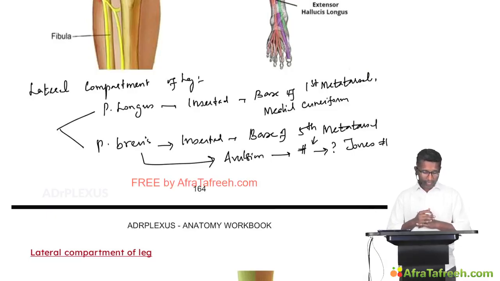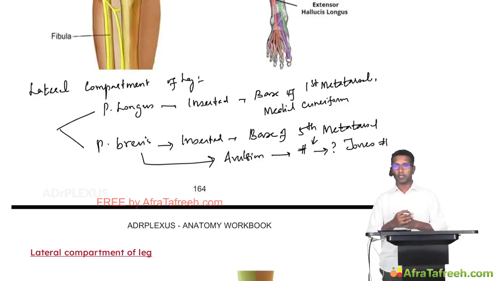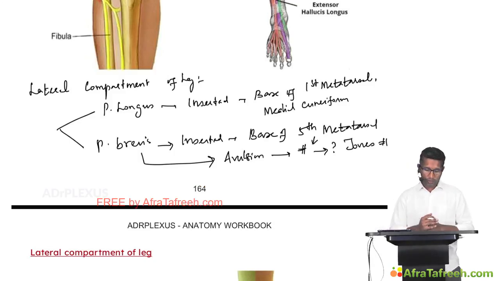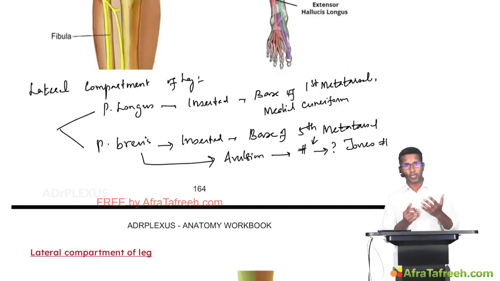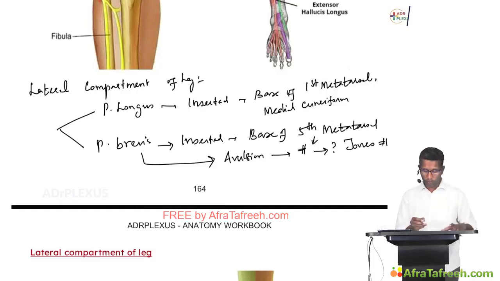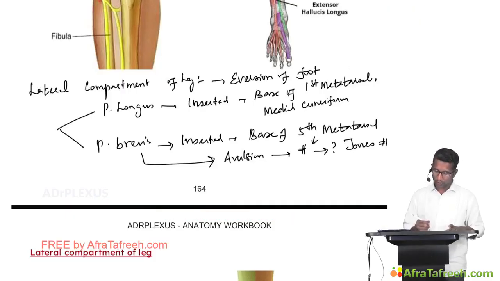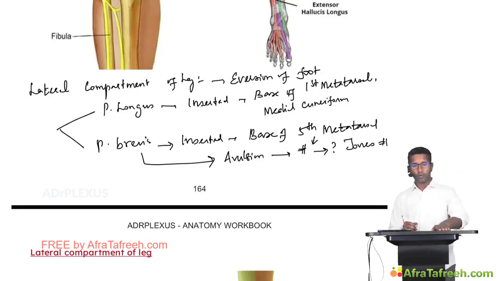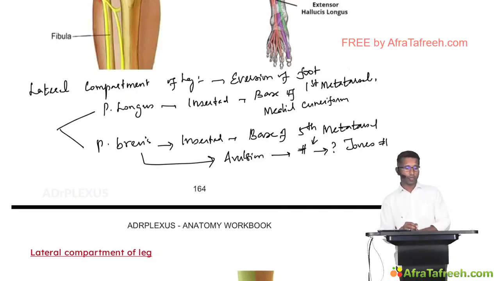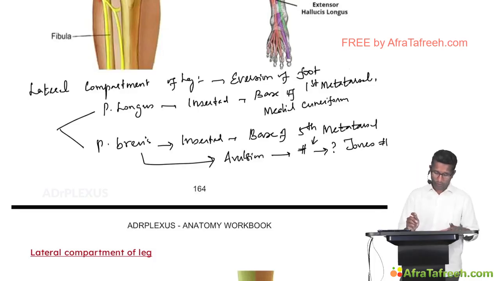So peroneus brevis is a muscle. When it gets avulsed from the base of the fifth metatarsal, it causes a fracture called Jones fracture. Now both these muscles, peroneus longus and peroneus brevis, what do they do? They do eversion of the foot. I already told you, when you take the lateral border of the foot away from the ground, that is called eversion of the foot. Both the peroneus longus and peroneus brevis muscles cause eversion of the foot.